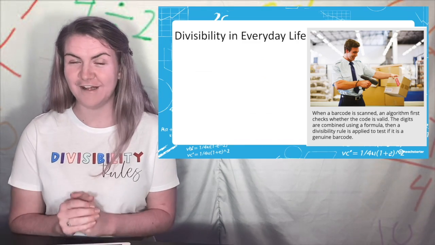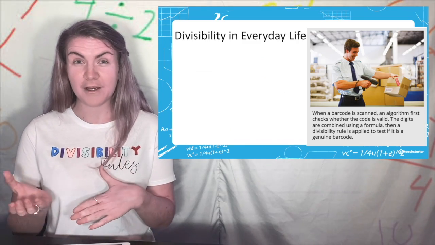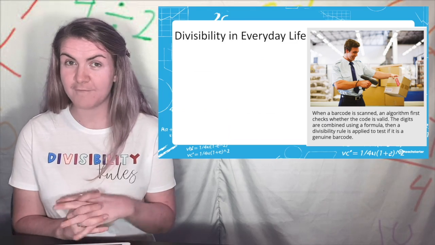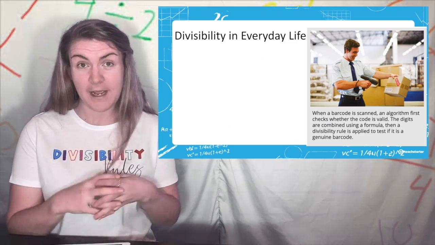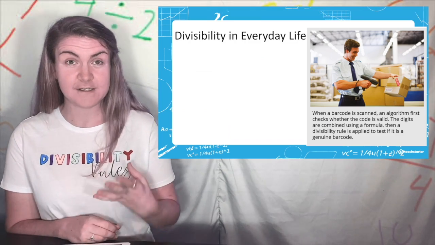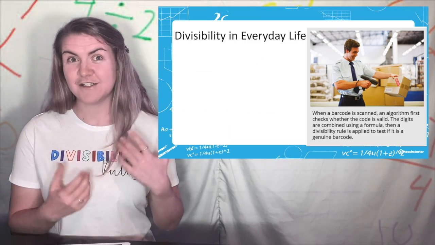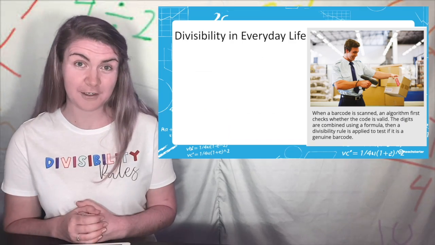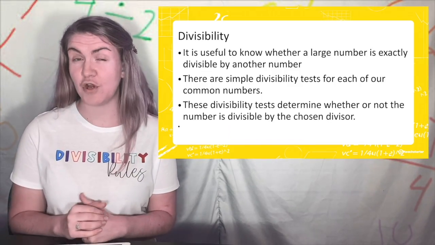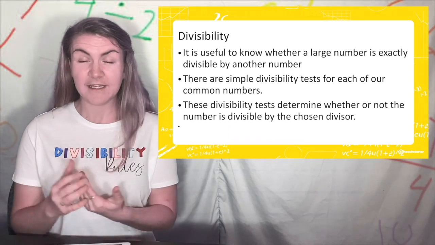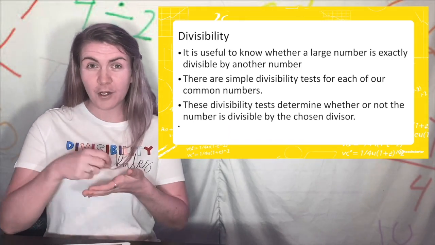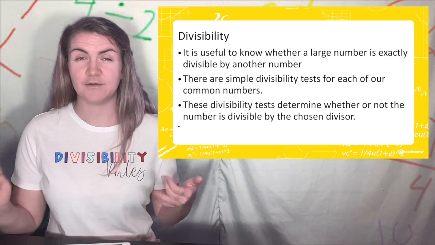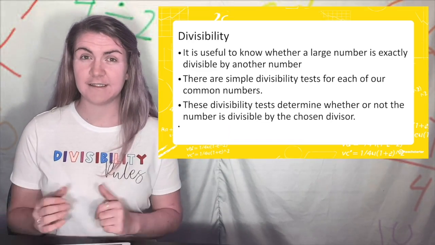Divisibility in everyday life. Whenever a barcode is scanned, an algorithm first checks whether or not the barcode is valid. The digits are combined using a formula, then a divisibility rule is applied to test whether or not it is a genuine barcode. It is really useful to know whether or not a large number can be exactly divided by smaller numbers. And while we could go through and do the division for every single number, that's very tedious and can take a long time.